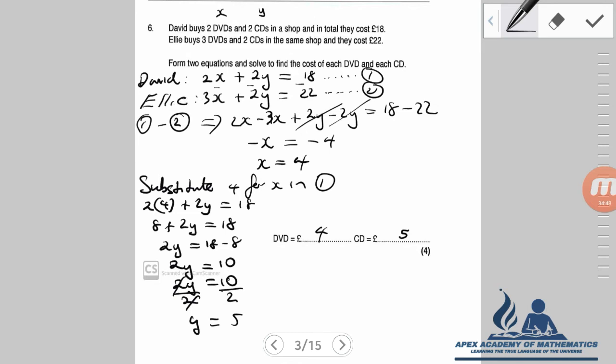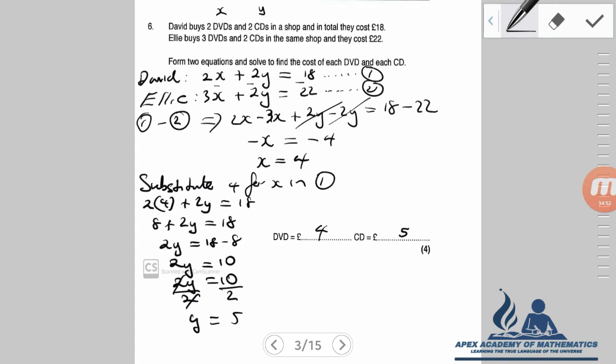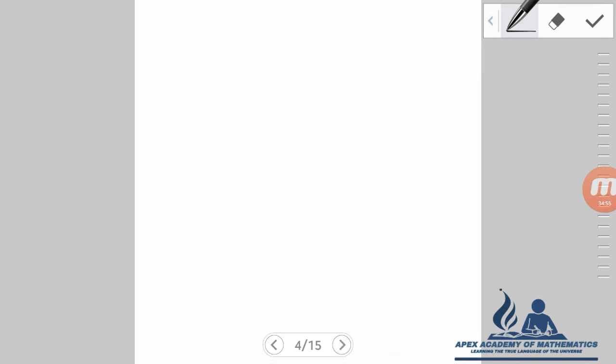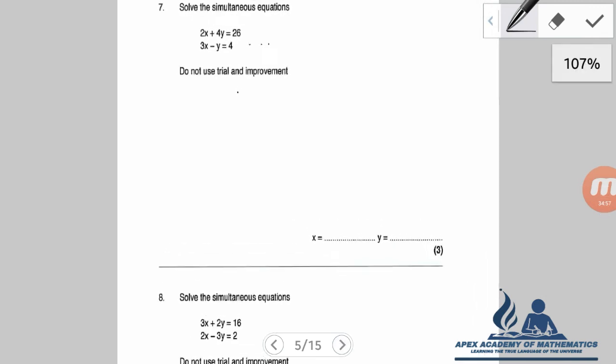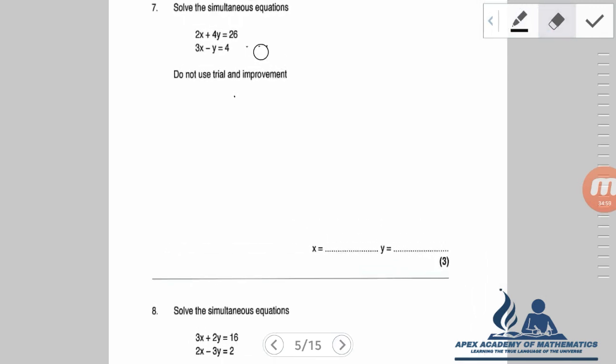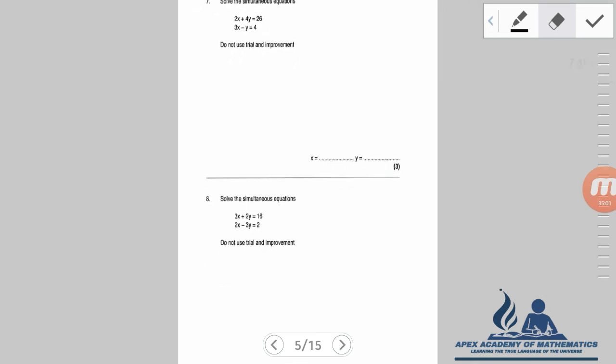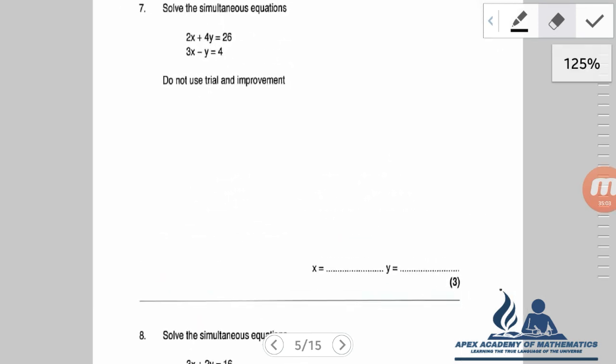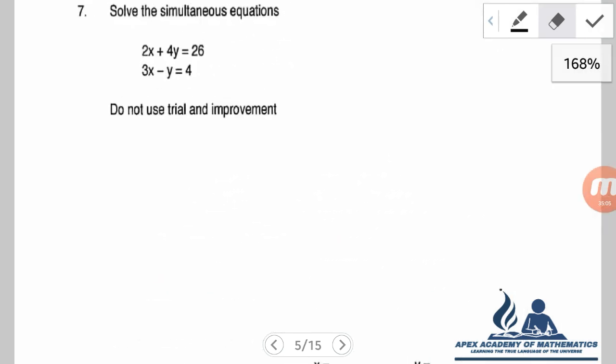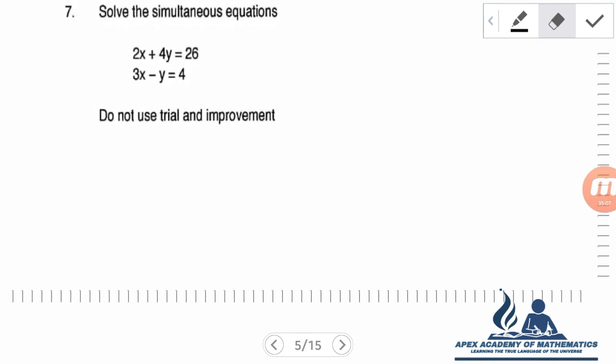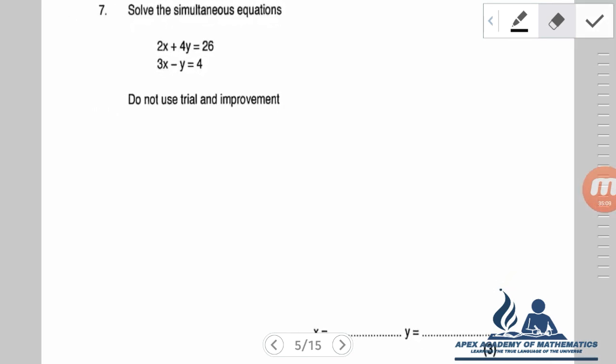Here we have two more nice questions. Let's see how they play out. What we have here is 2x plus 4y is equal to 26, which is my equation 1. And this is equation 2, which is 3x minus y is equal to 4. So here we go. What method can I use here?